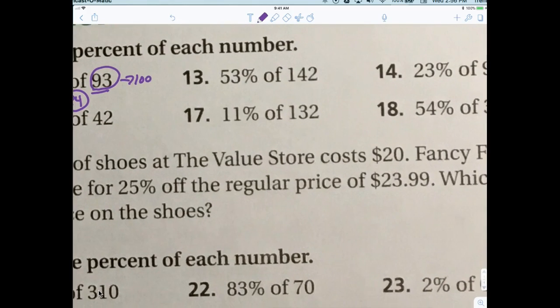All right, let's look at 53. 53% is close to what? 50, which is the same as 1/2. I need everybody to know that. 50% is half. Now, why do I say that? Because I can just take half of 142. What's half of 142? 71.